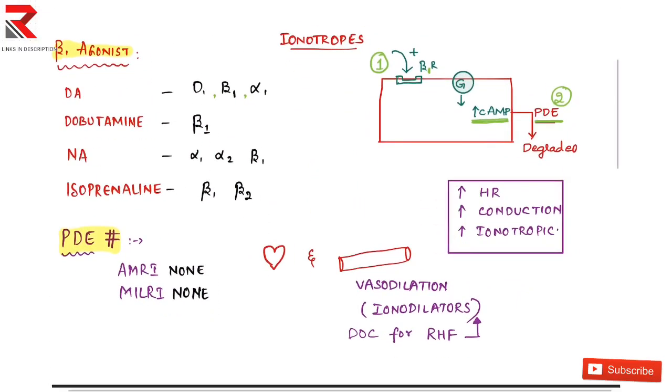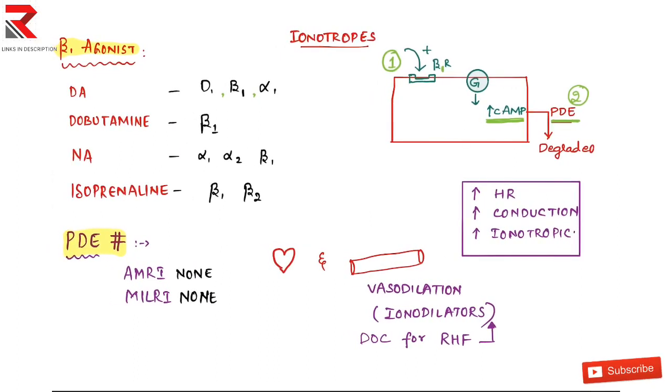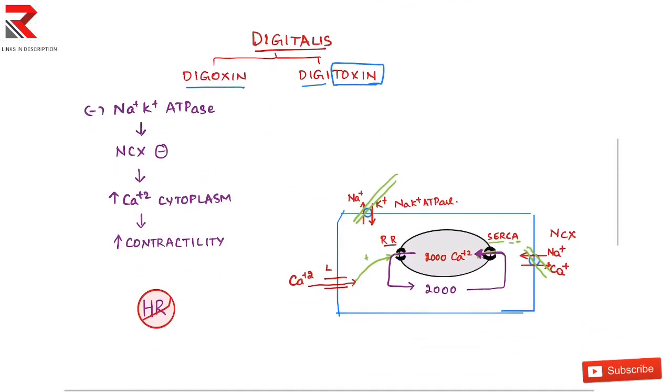So I think I am clear up to the first two inotropes, and the next and last inotrope which you use in acute congestive heart failure is digitalis. Digitalis is mainly of two types, digoxin and digitoxin. And here we have highlighted the word toxin because toxin means you have to remember the liver.